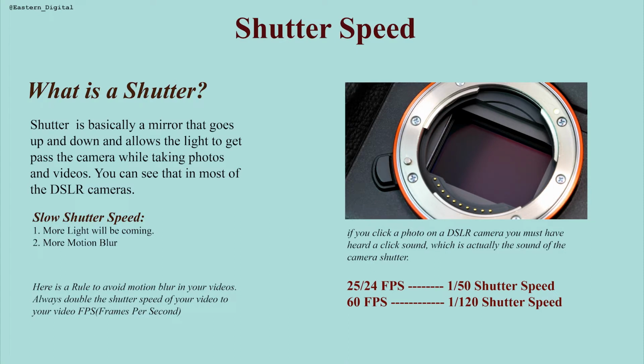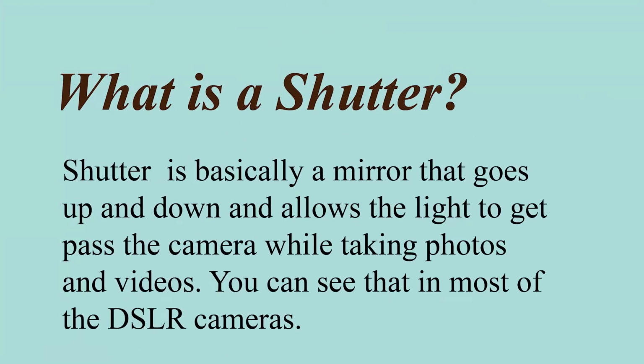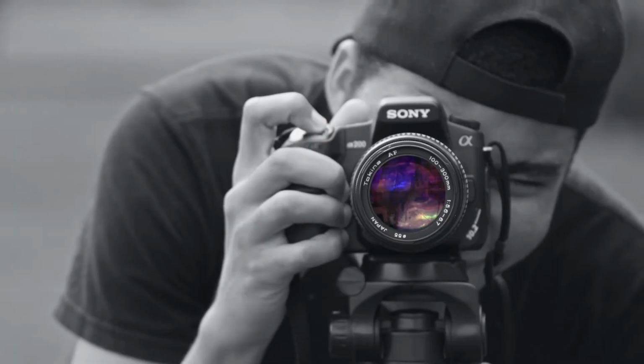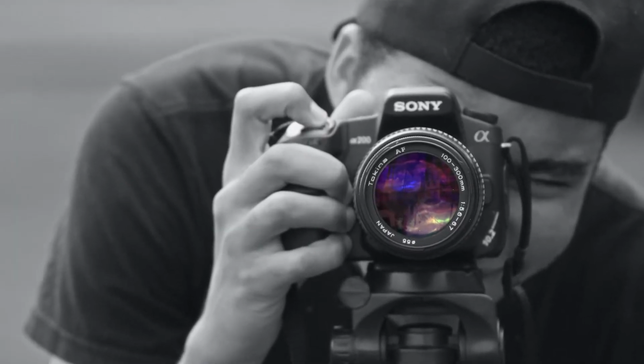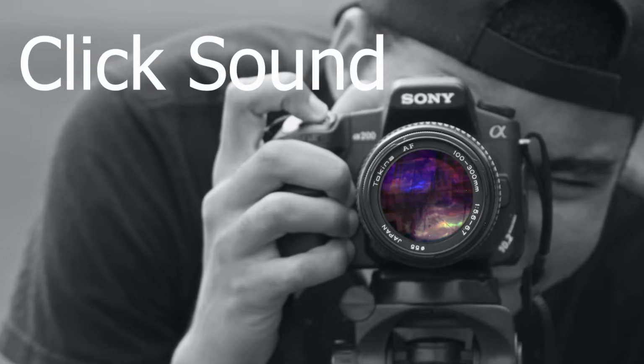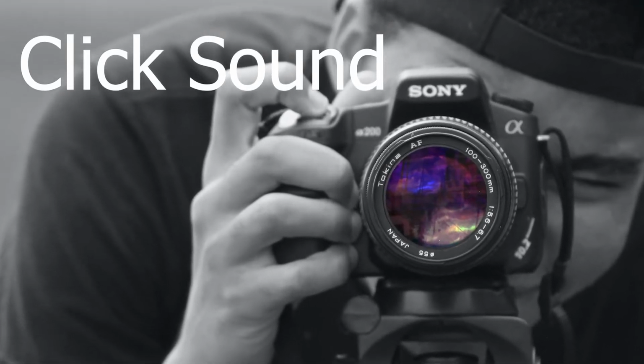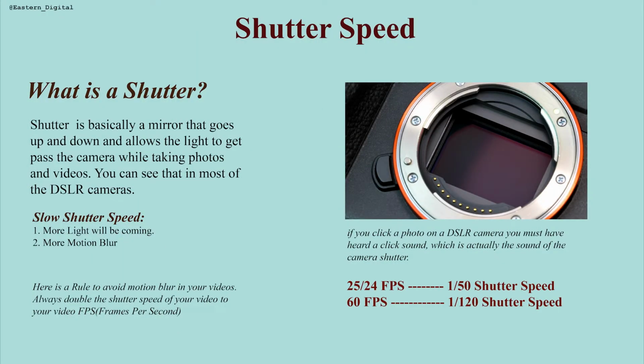Hi everyone, in this video we are going to learn about shutter speed. But before that, first of all, let us understand what a shutter is. A shutter is basically a mirror that goes up and down and allows light to get past into the camera while you are taking photos or videos. If you click a photo on your DSLR camera, you must have heard a click sound, which is actually the sound of the shutter. So let's understand how it affects light and how you can use it to control the exposure.